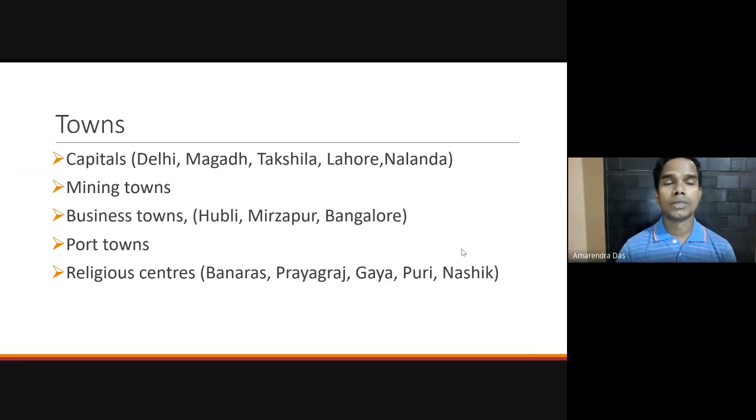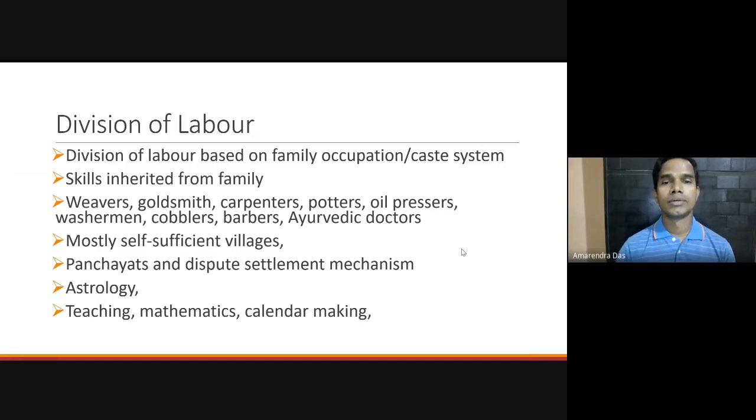Now coming to the towns. But first, in the villages I did not mention the farmers. There were a lot of farmers also, and there were laborers, the Brahmins, and a lot of artisans. That was the village economy, and it was self-sufficient, and quite prosperous also.